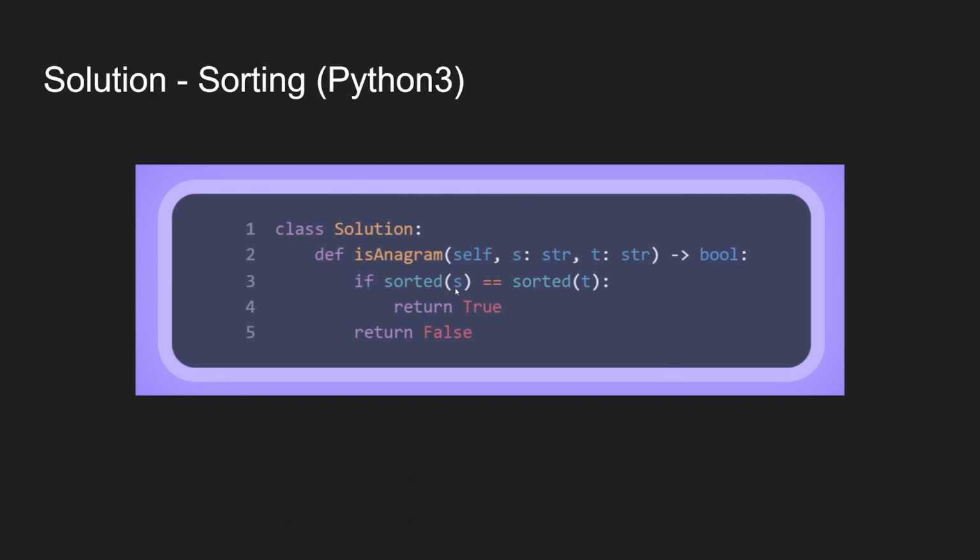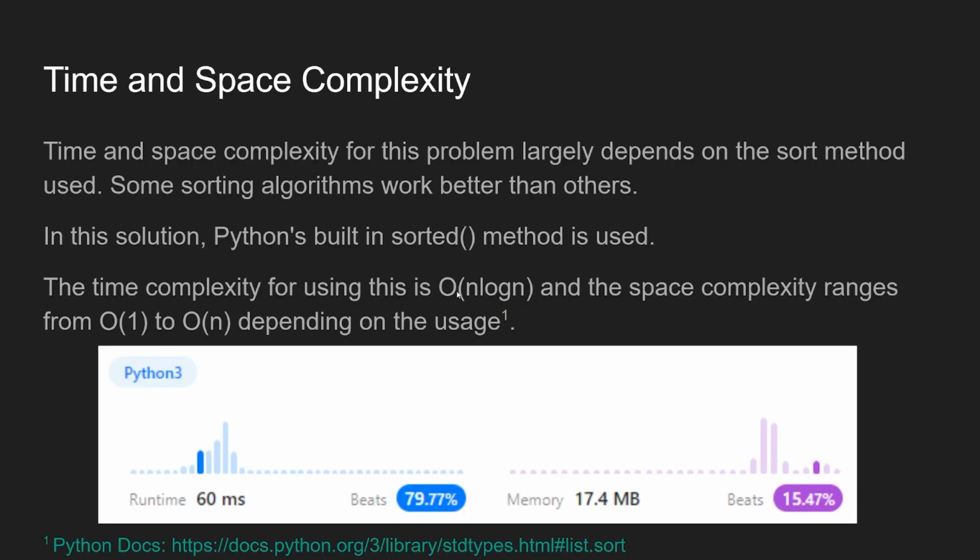So you can see here I put the string in the sorted call, and the time complexity for this, I looked it up, it's O(n log n), and the space complexity ranges from best case O(1) constant to O(n) depending on the usage. And that's a lot of stuff under the hood, but as you can see here from the implementation, it's slightly faster and slightly more efficient than the previous method of using hash maps. And that is valid anagram.